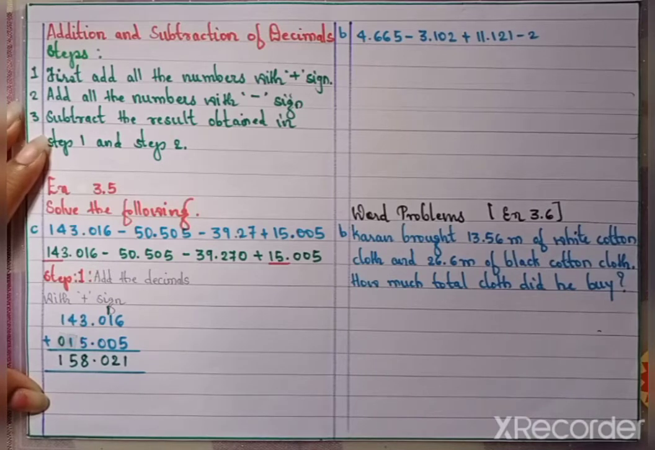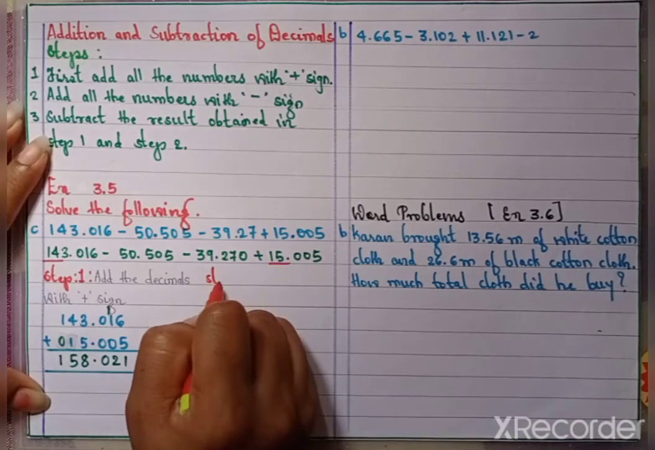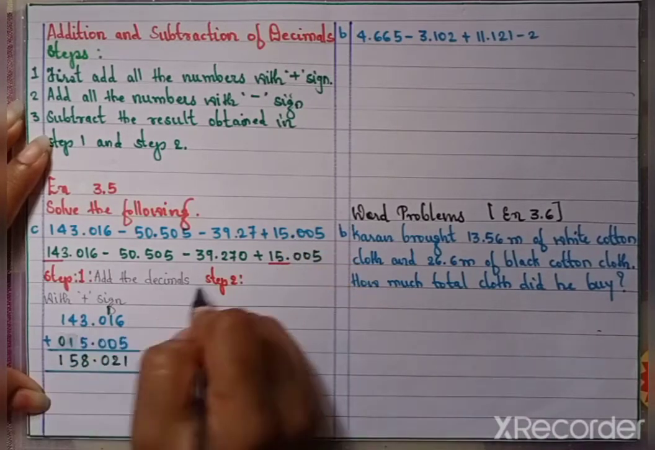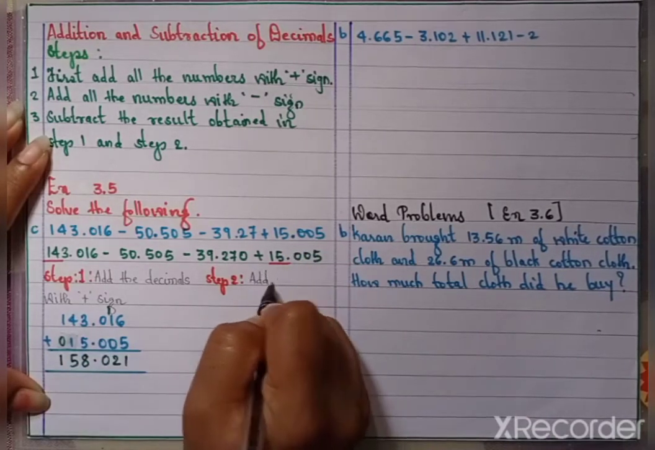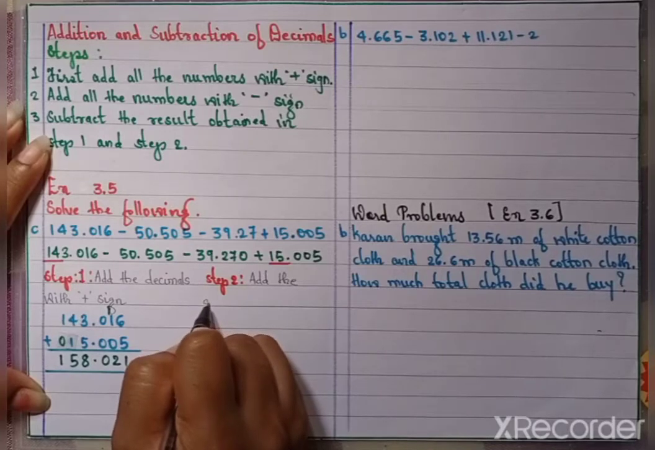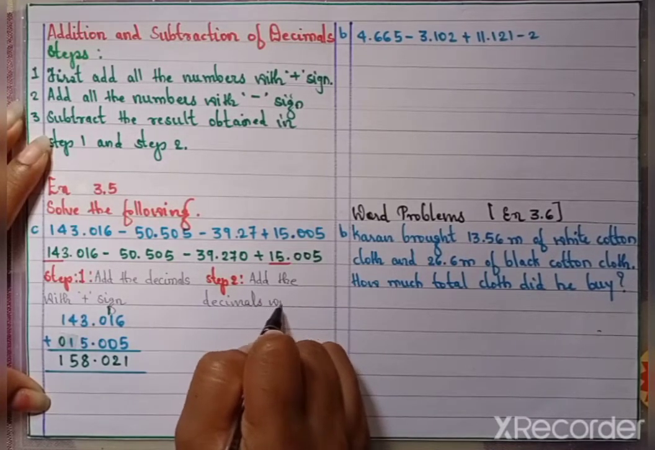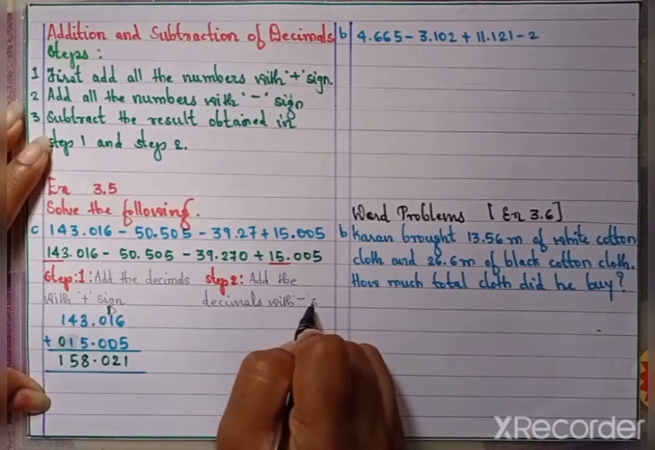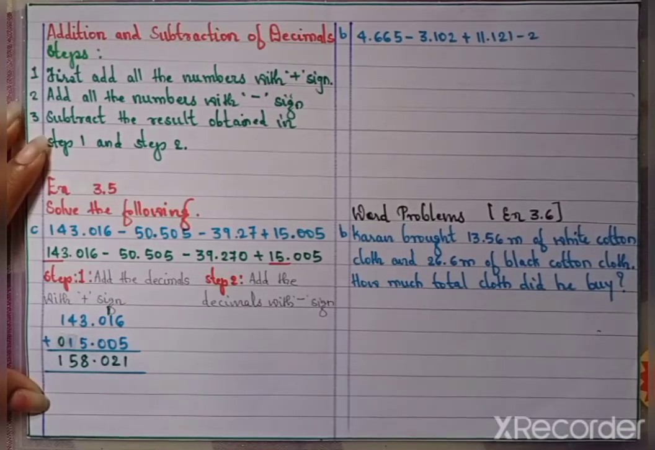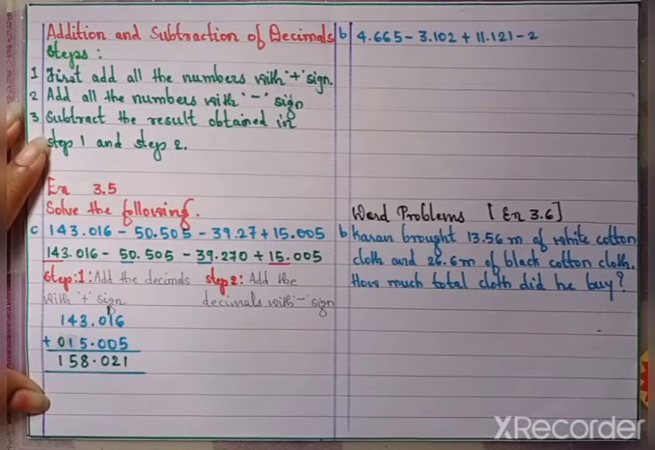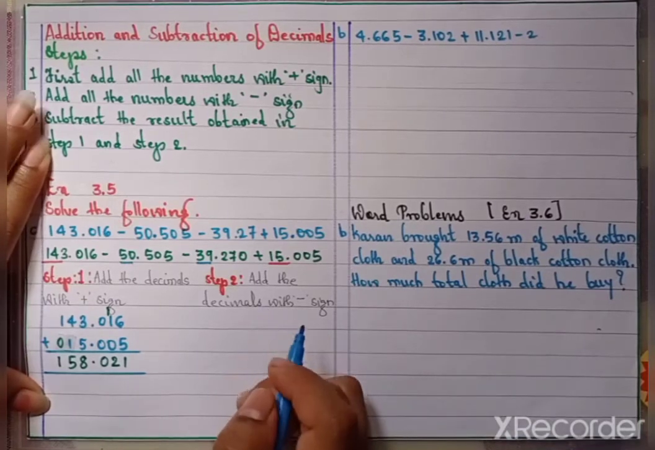Now step 2. Add the decimals with minus sign. So now we have to just see the leftover decimals. So this and this decimal having minus sign. So let's add them together.